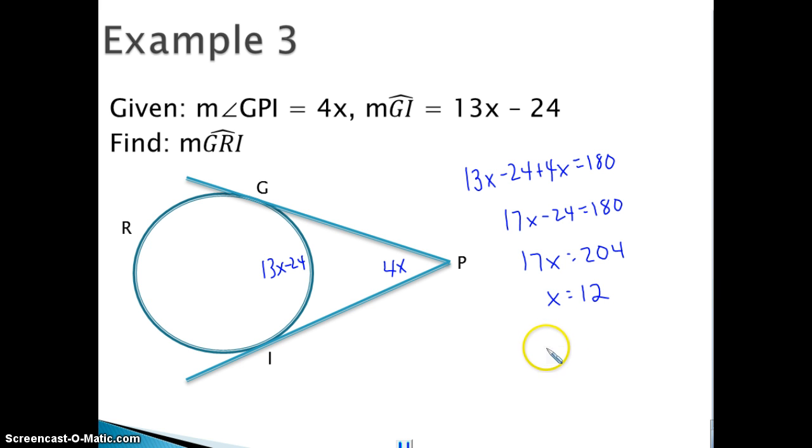And then from there, I'm going to plug that 12 back in. Now, I want to be careful on this one because I don't want to get too crazy with plugging in. I think it's easy to plug in the 4x, so I know that that's going to be 48 degrees. I think it's more challenging to do 13 times 12 minus 24, especially without a calculator. Now, I know angle P, or GPI, is supplementary to arc GI. So if I take 48 away from 180, I end up getting 132.